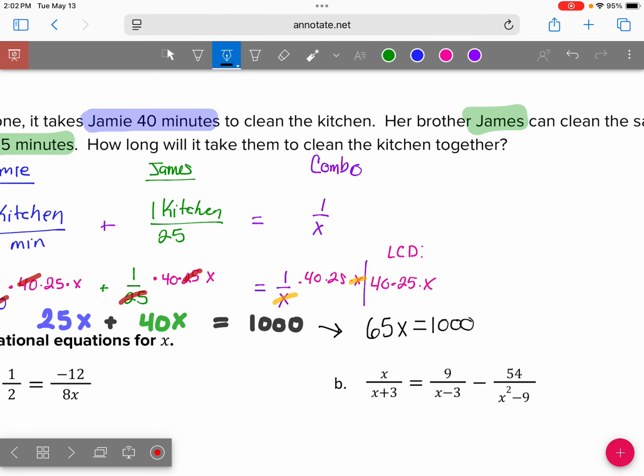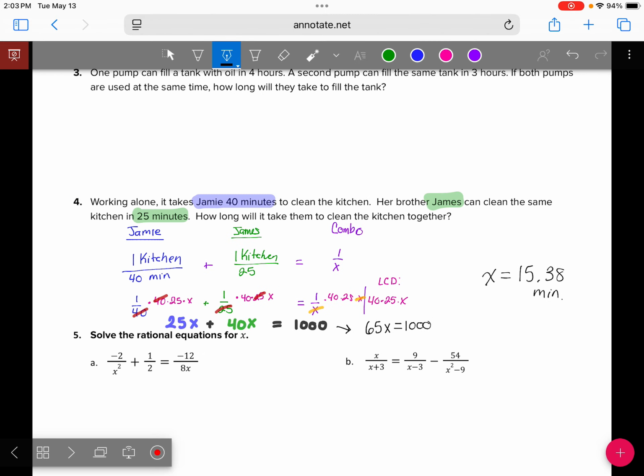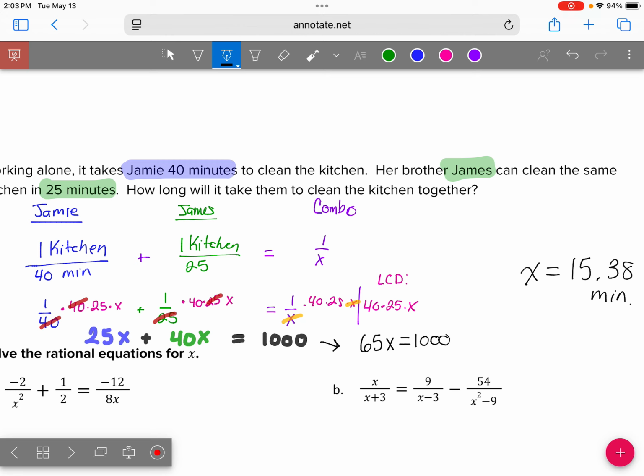What do we get? What's our x going to be? Yeah, 15.38 minutes. So it would save them both time to work together. More than half for Jamie and almost half for James. So for them to work together, it would be 15.38 minutes.